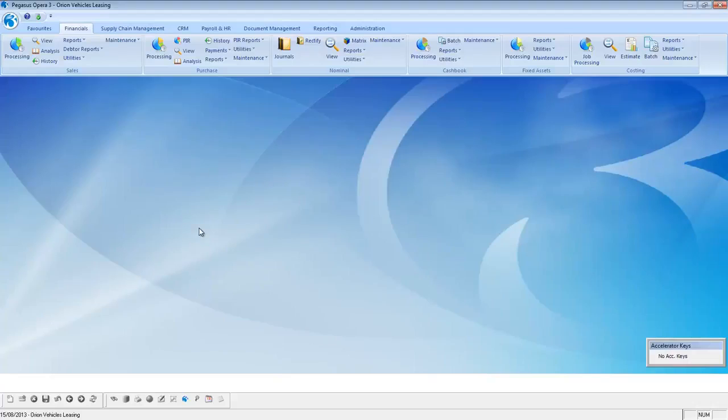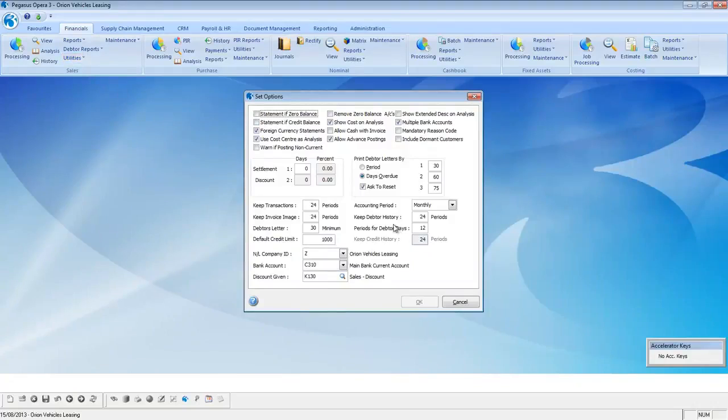Now, as you can see, I'm in Pegasus Opera 3. This will be exactly the same for Pegasus Opera 2. There are a number of modules you can enter to check history settings, and 9 times out of 10 these are in the set options. So under financial sales, utilities and set options, in here we have keep debtors history, keep periods for debtors days and keep creditors history. We would always make sure that these are set correctly, and then the main and most important ones in this area would be keep transactions, keep invoice images and keep debtors letters.